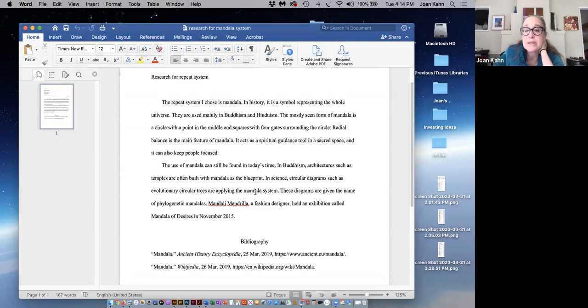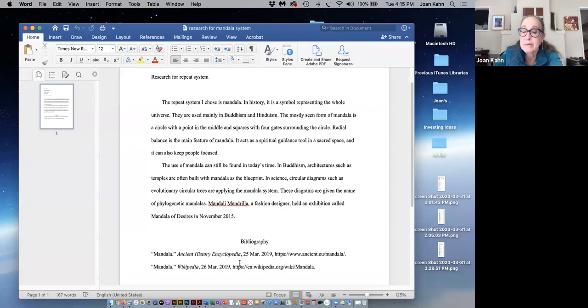This is actually a pretty good statement because she even references one way in which it's used currently, or contemporaneously. These diagrams are given the name phylogenetic mandalas. Mandali Mandrilla, a fashion designer, held an exhibition called Mandala of Desires in November 2015. So she actually looked at that.